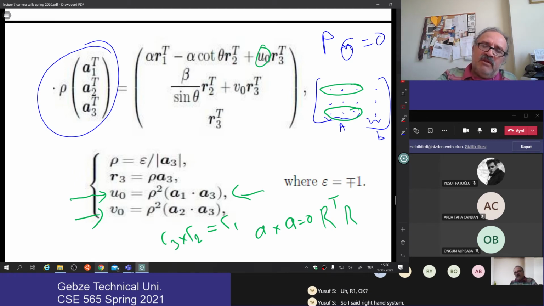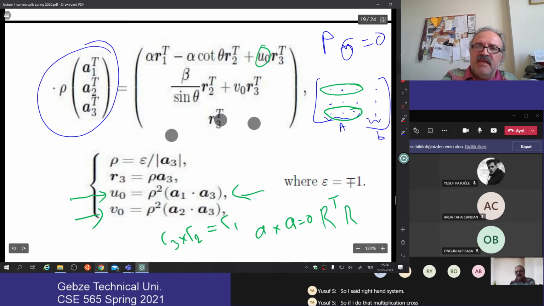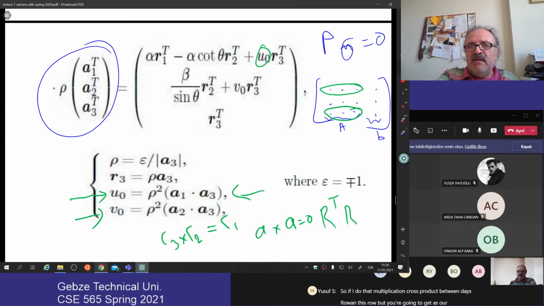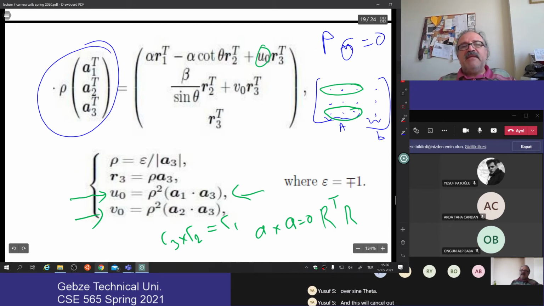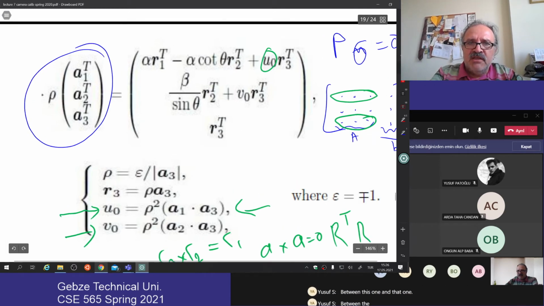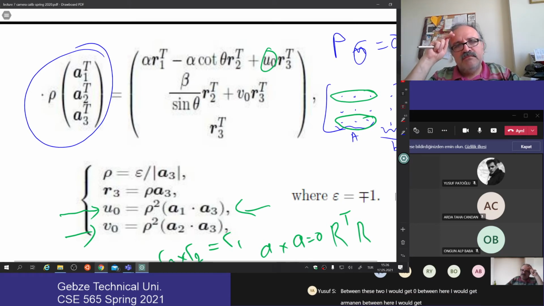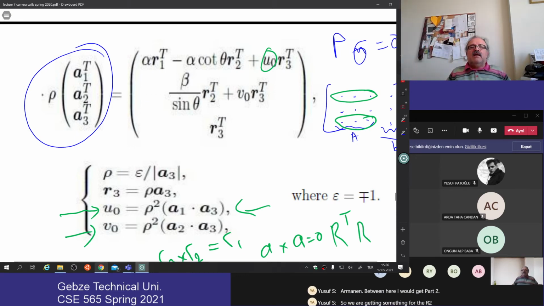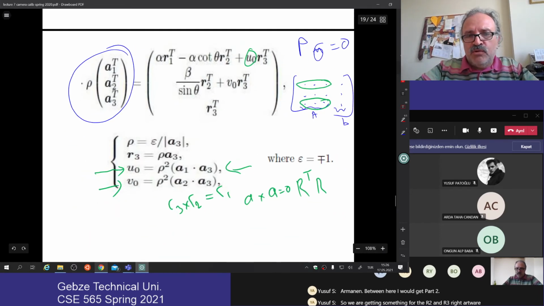So if I do the cross product between this row and this row, what you're going to get is R1 times beta over sine theta, and this will cancel out. So I am getting something. If I do the same thing between these two, I would get 0. Between here I would get R1, and between here I would get R2. So we are getting something for R2 and R1, sorry, R2 and R1. That's what I'm going to do next.